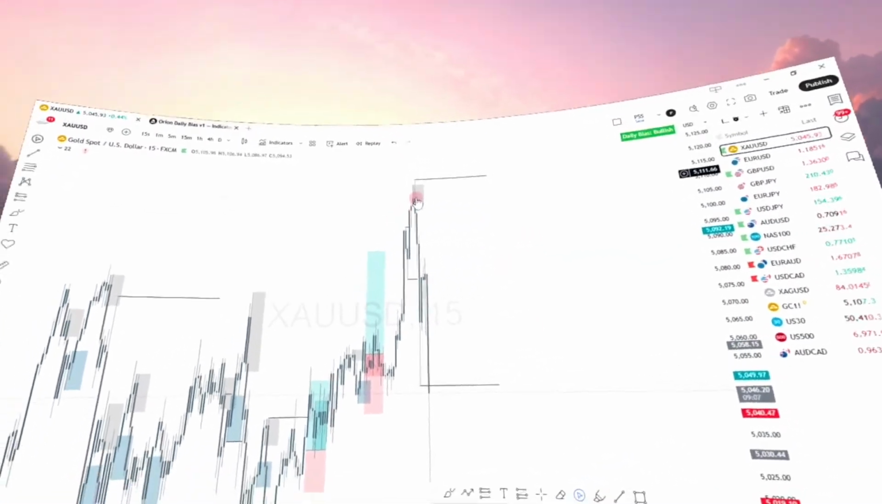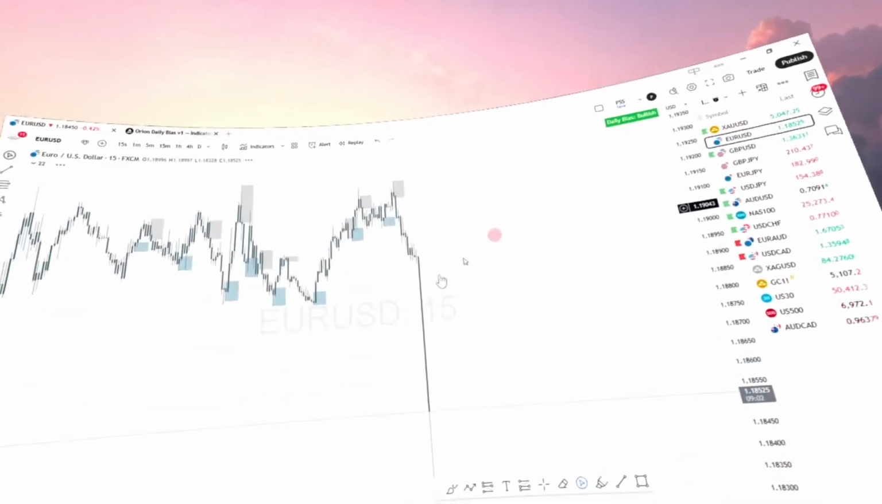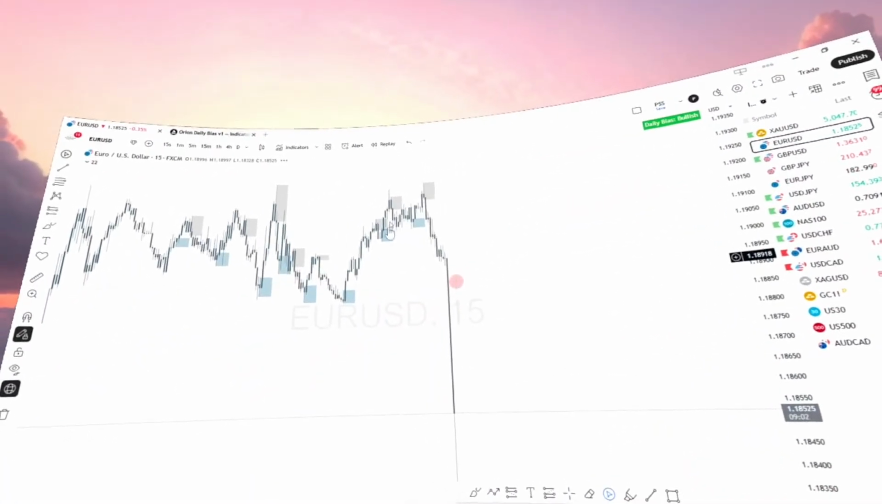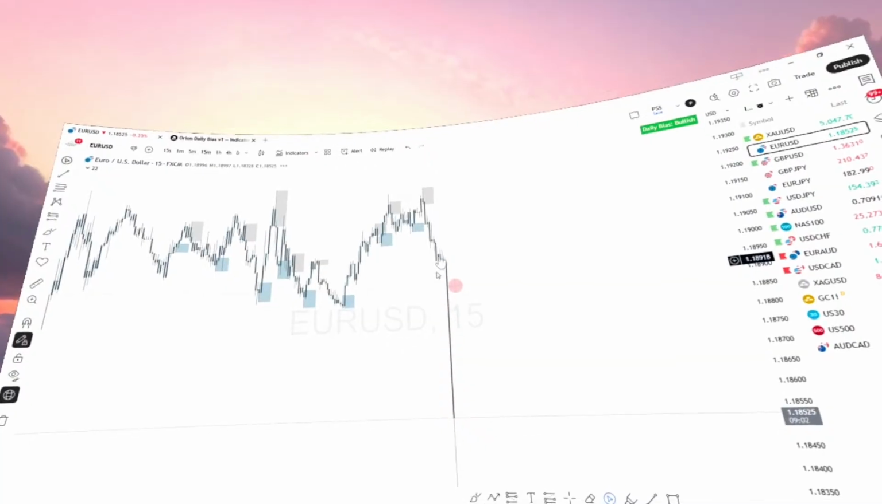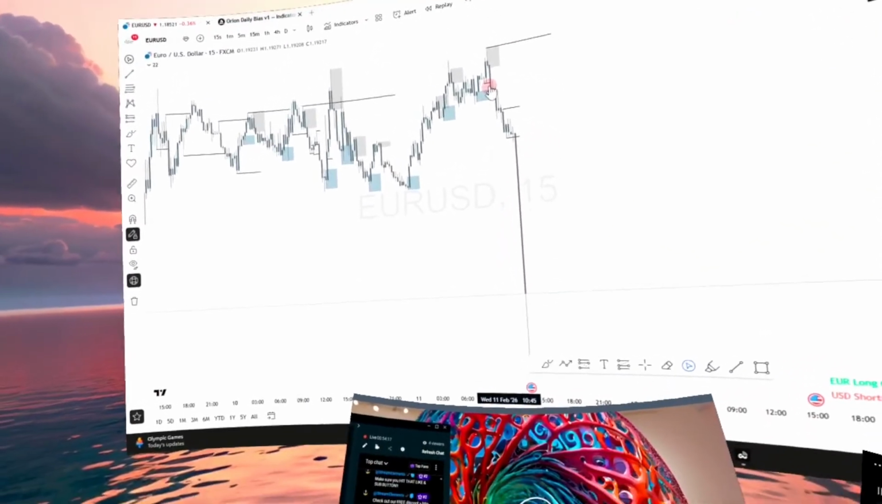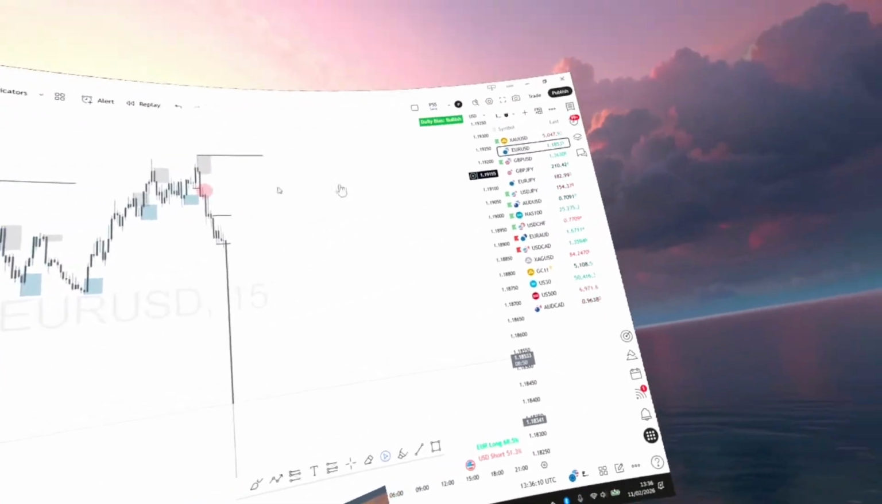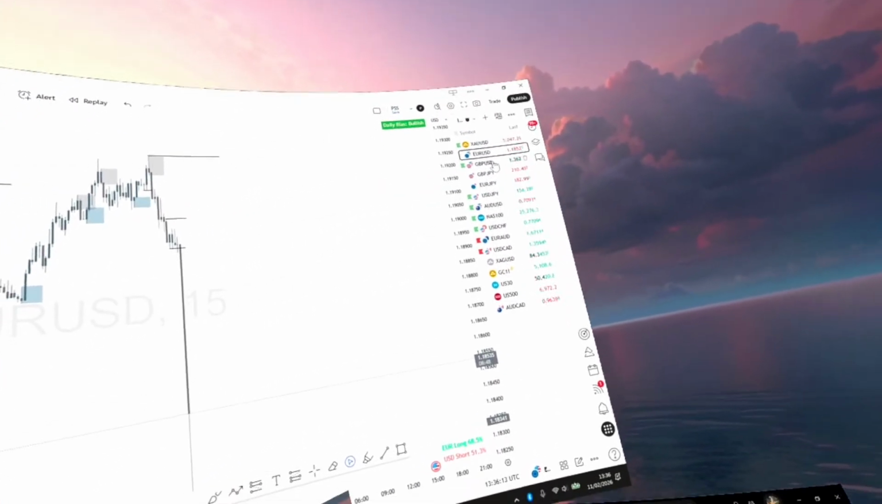To be fair as well, we were in a bearish range, weren't we? 15-minute bearish range. Bullish range, I believe. Or no, we were bearish on that too. So it kind of makes sense that it went down because the order flow had already confirmed that it wanted to shift bearish as well.